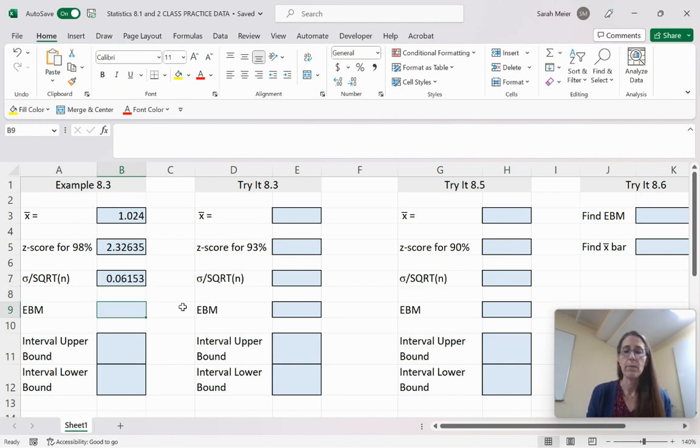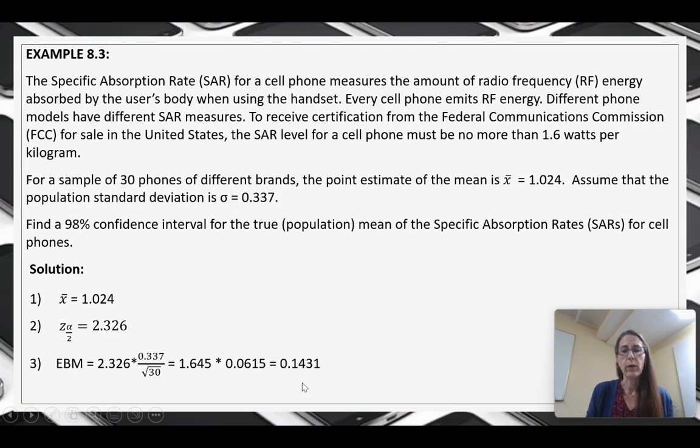And now the EBM is equal to the Z-score times that S value. And see, I like to use my Excel cell references to help me do my problem. So my EBM is 0.14313. That's my error bound for my mean. That's my margin of error. I'm going to subtract that from the mean and add it to the mean to get my confidence interval. So here's the 0.143. You can see the math done out here. And so subtract it and add it to get our confidence interval.